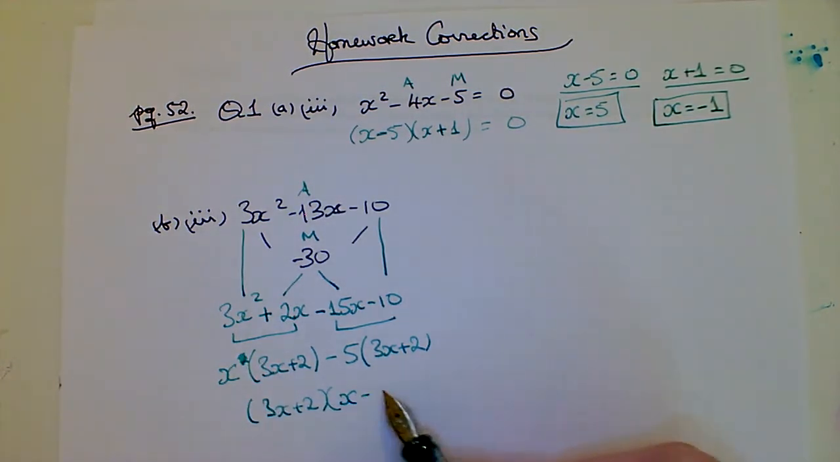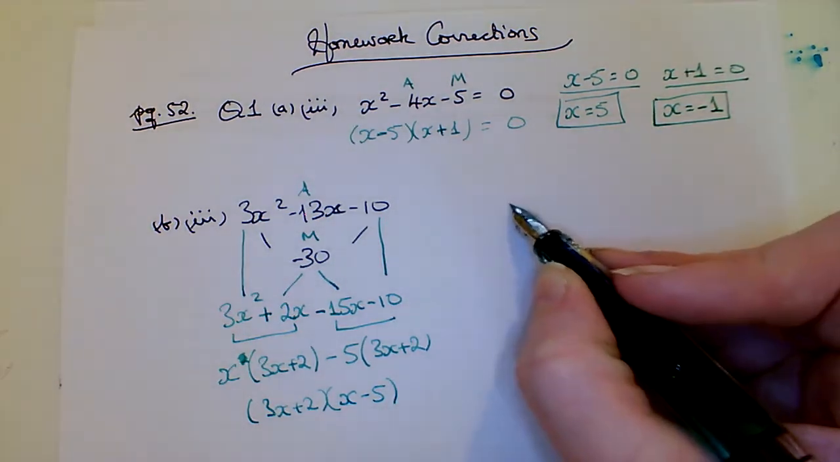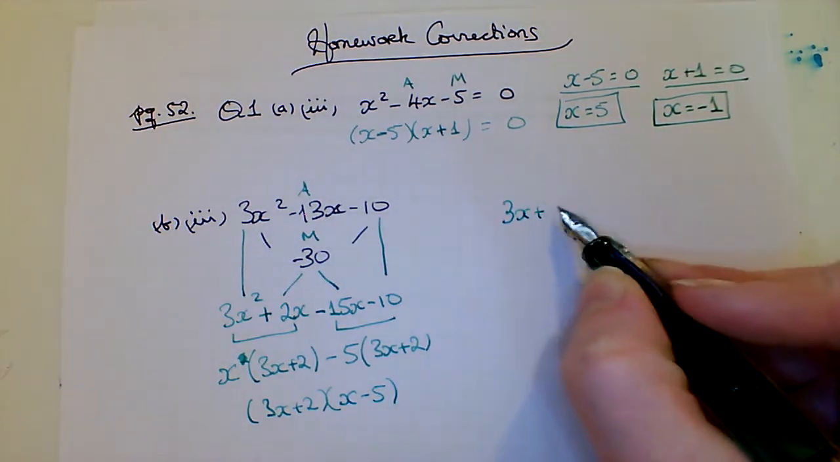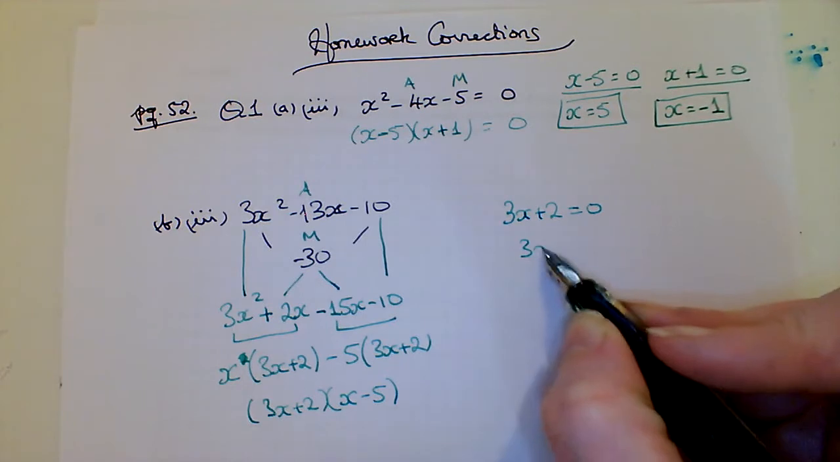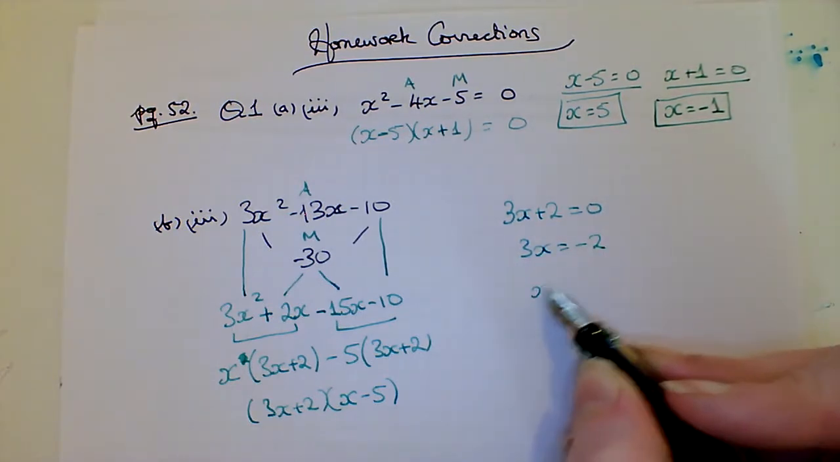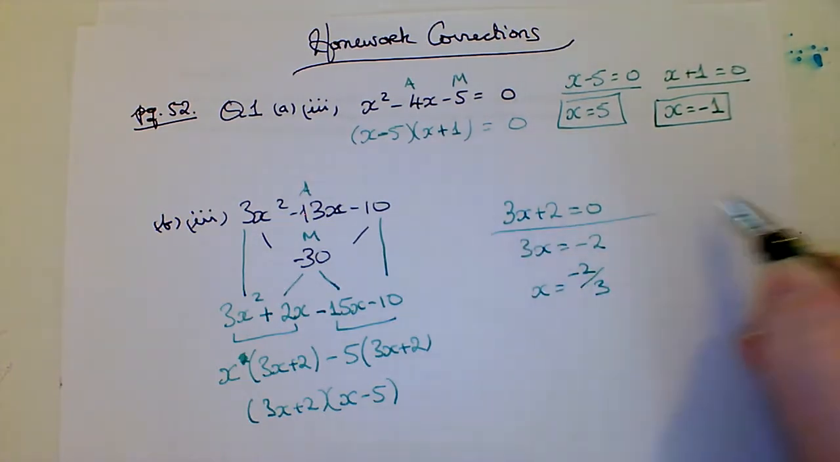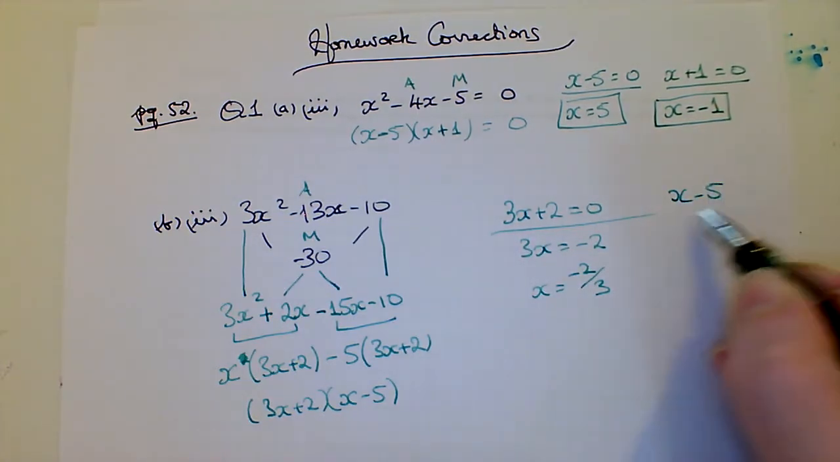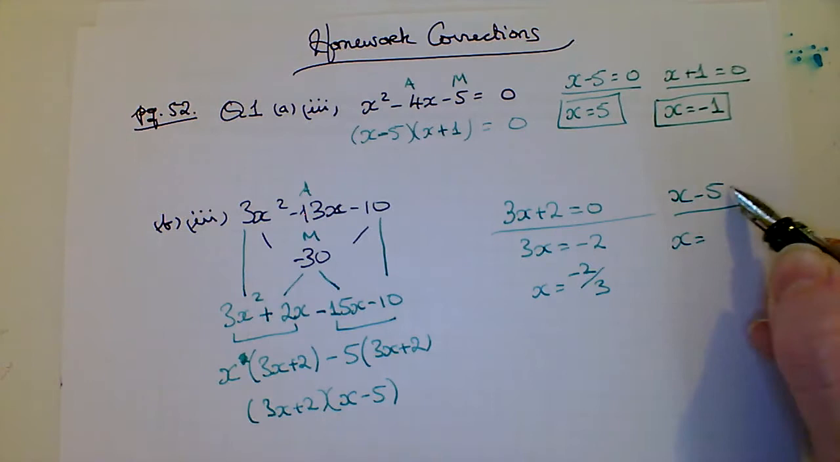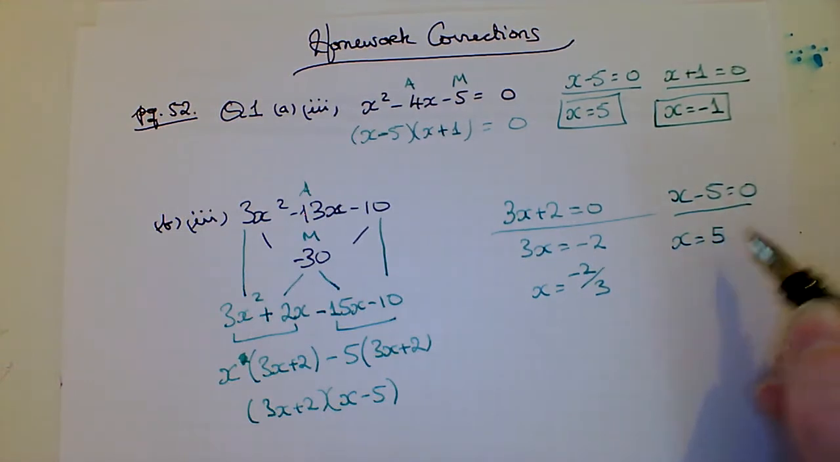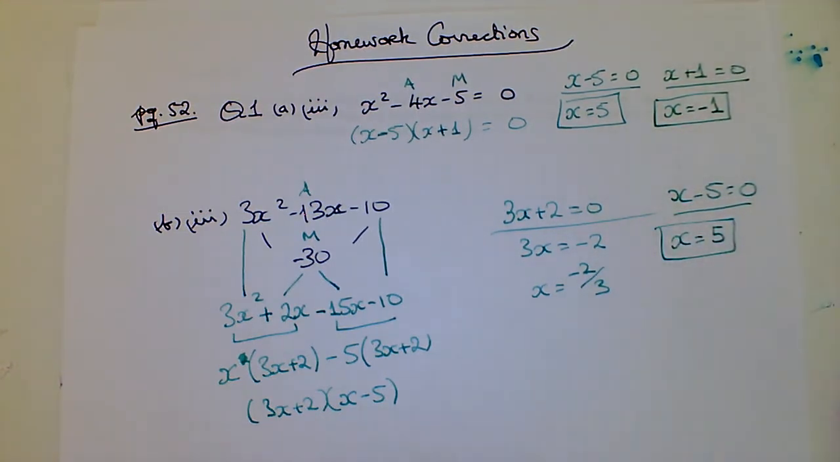And x minus 5. So then solving those, either 3x plus 2 is equal to 0, in which case 3x is minus 2 and x is minus 2/3, or x minus 5 is equal to 0, in which case x is equal to 5. Those are my solutions.